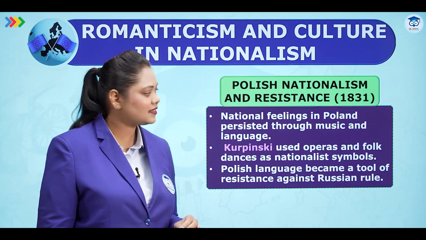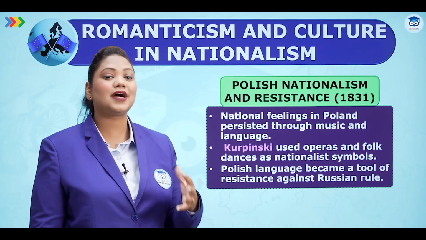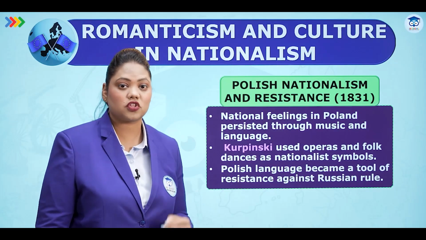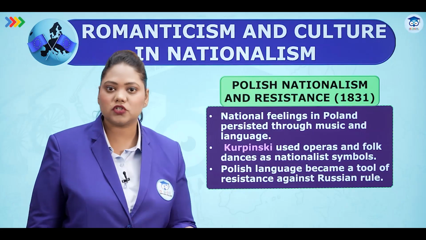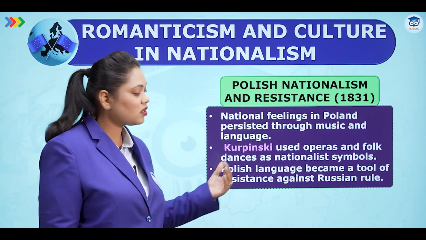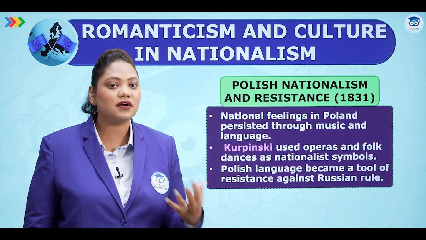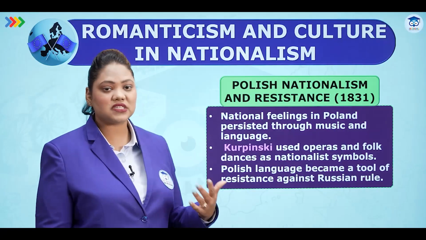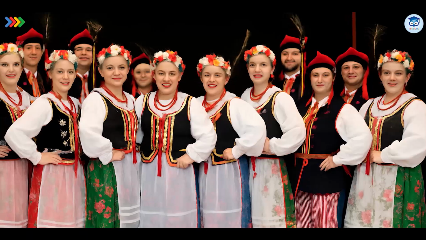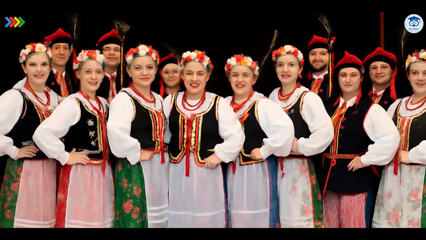So now please understand that Polish nationalism was there because Poland was a part of Russia. And what Russia did is they stopped the Polish people from speaking the Polish language. They imposed the Russian language on these people, which angered them. That is why they started using operas. Operas means singing, and folk dances as nationalistic symbols of resistance against the Russians.